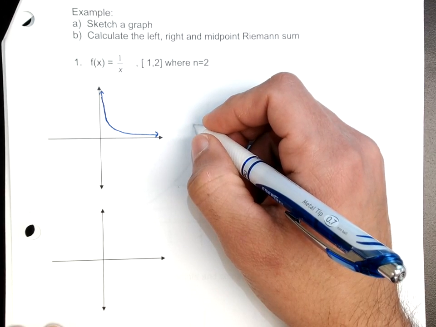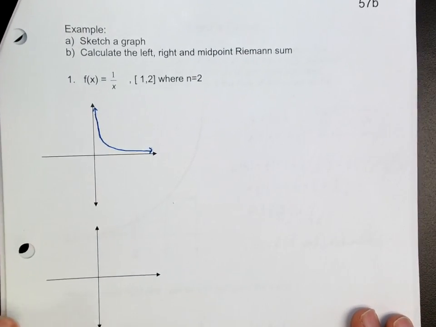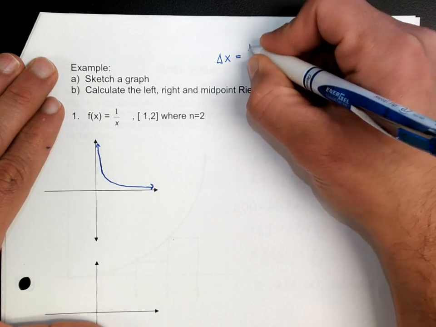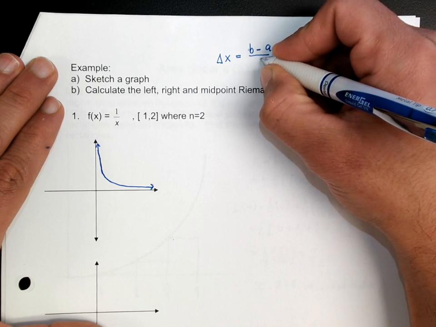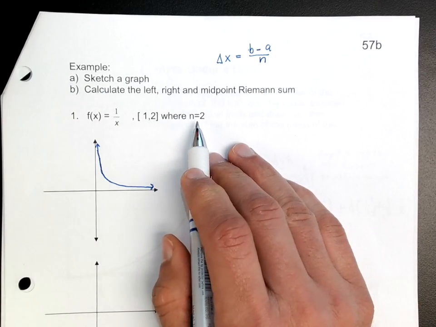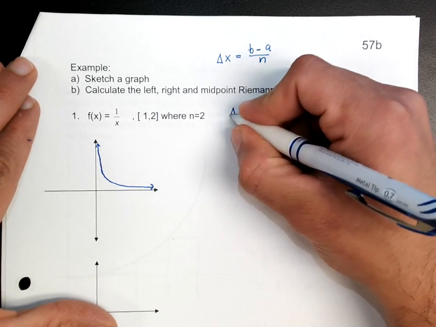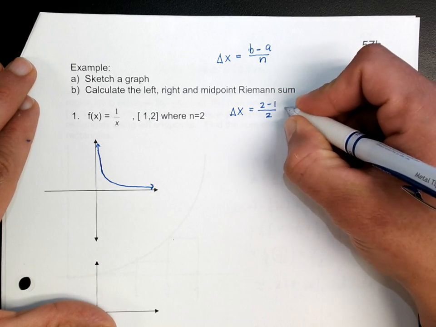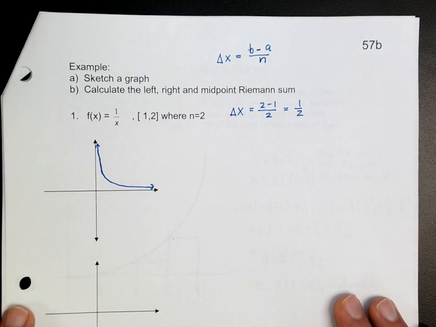So notice that we need to figure out our delta x. If you remember from the last page, delta x, which is going to be the width of our rectangle, is b minus a over n, where n is the number of intervals. Now they're telling you they want 2 intervals. So delta x in this case is going to be equal to 2 minus 1 over 2, which is going to give you 1/2. So the widths of those rectangles are going to be equal to 1/2.